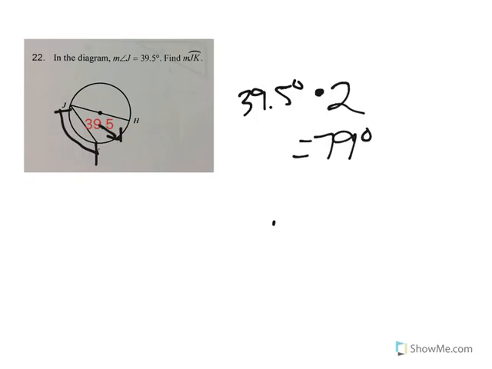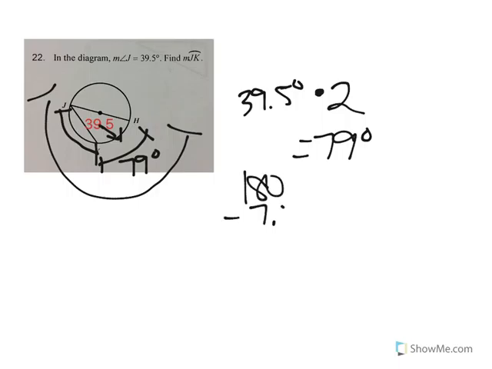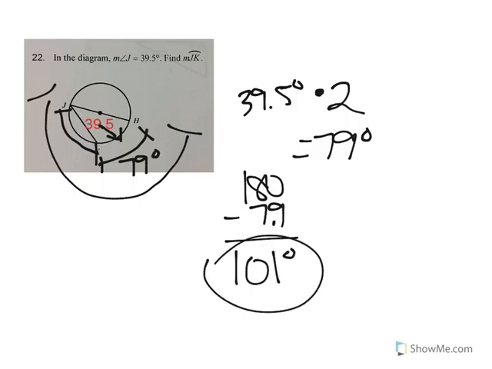Okay, so the arc HK is 79 degrees, but that's not what we're looking for. We know that HJ is half of our circle, which is a total of 180. So if we take 180 minus 79 degrees, we get 101 degrees, which is our answer.